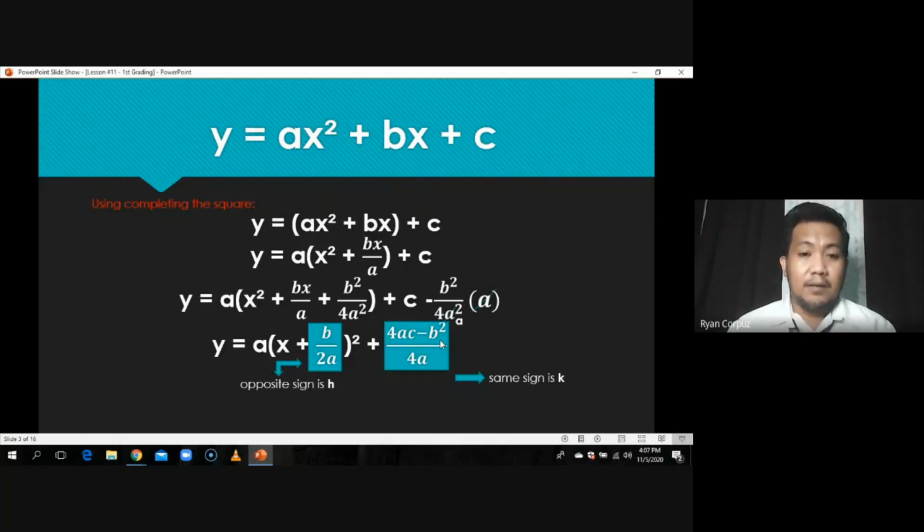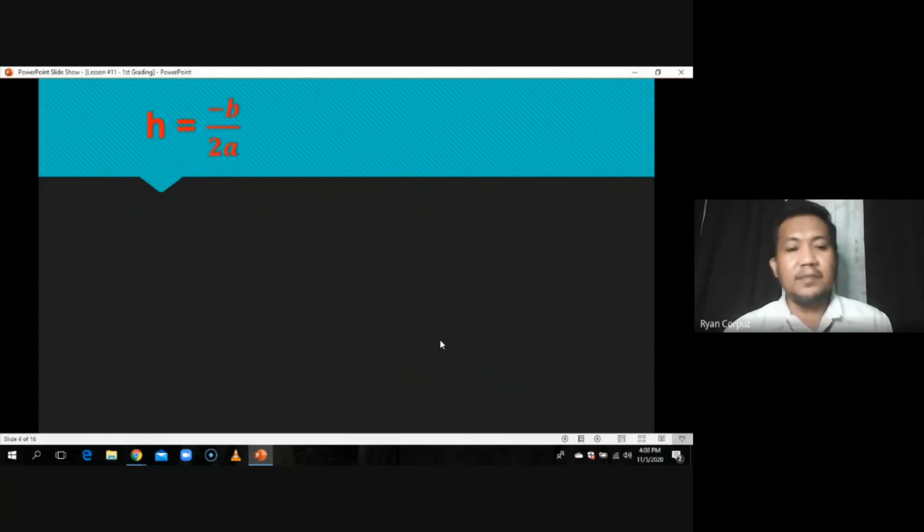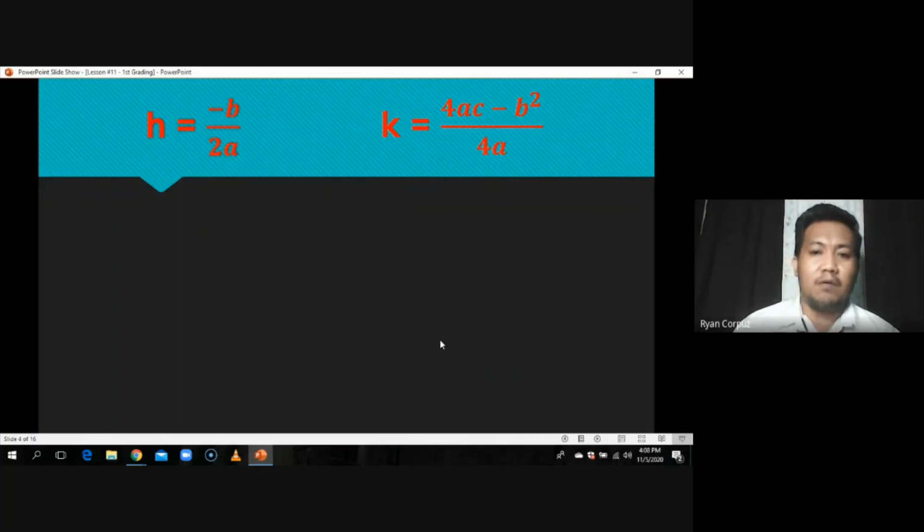So now, let's apply it through examples. So para mas maintindihan natin. So again, yan yung tinatawag natin as the vertex form. Now, in order for us to find H, ang kailangan natin is negative B over 2A. Sabi natin, the opposite sign of H. So, the opposite sign of it, that's negative B, kasi B over 2A yung kanina, di ba? Opposite sign nun. It should be negative B over 2A, pagkuha ng H. Then for K, we need 4AC minus B squared all over 4A.